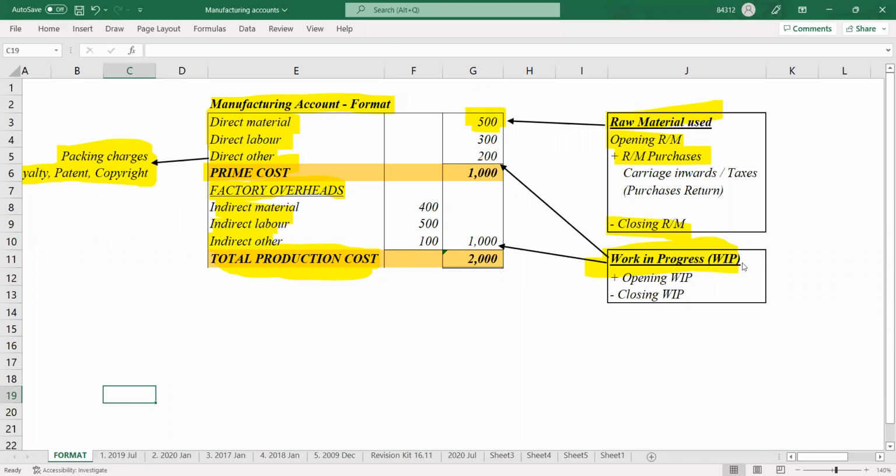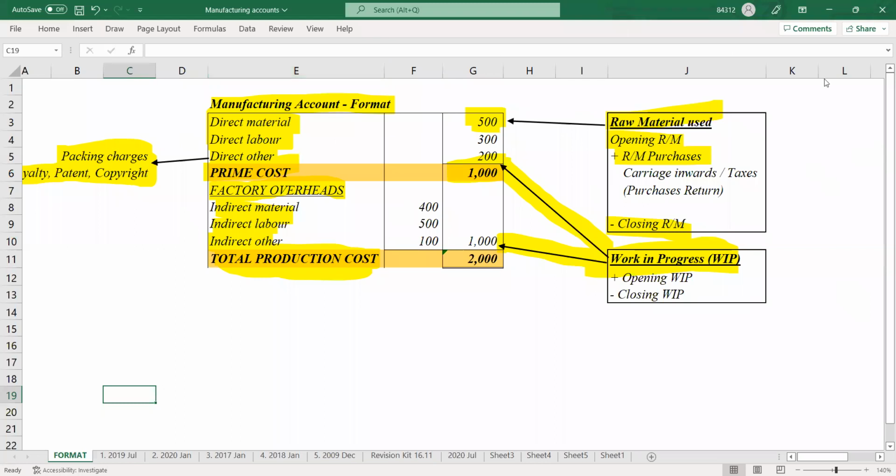So this work in progress, either we add before the prime cost or before the total production cost. This will be given in the question, right? In the question, if they specifically mention work in progress is calculated for the prime cost, we need to adjust it to the prime cost. If not, you can always take it under total production cost. So this is what you need to know in the manufacturing account, the basic format.